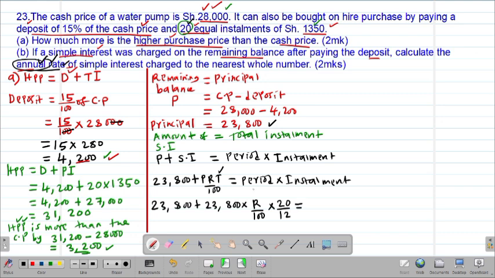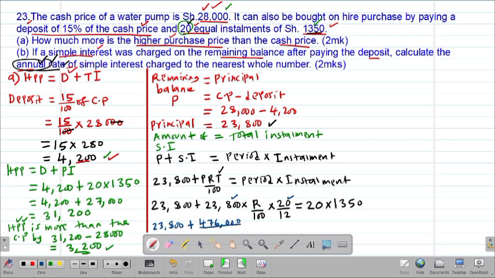So this must be equal to the period of investment, which is 20, then each installment was 1350, so multiplied by 1350. We're going to simplify this particular equation so that we get the following. So this is 23,800, then plus, of course, we're going to multiply the numerator. If you take 23,800 multiplied by 20, your calculator is going to give you 476,000. Yes, this will give us 476,000.